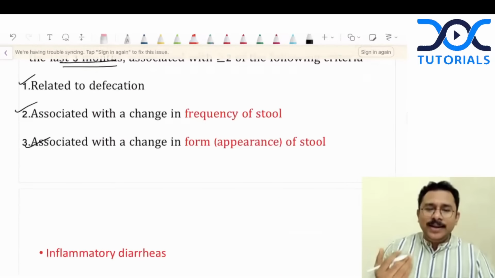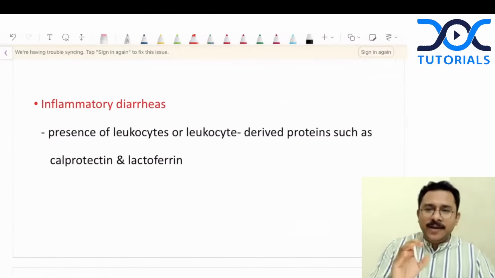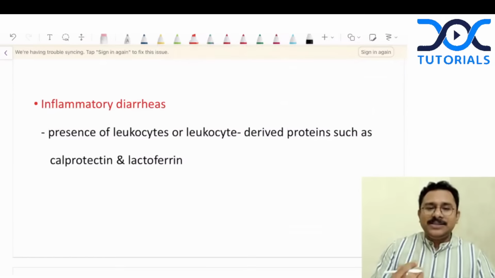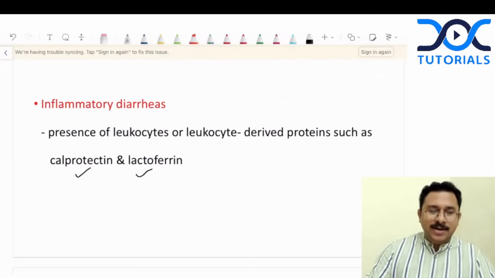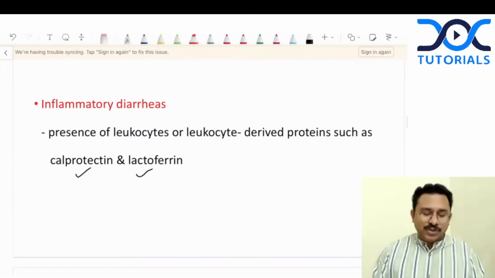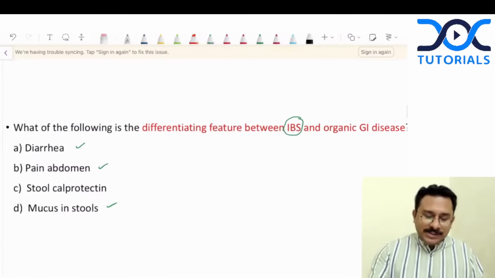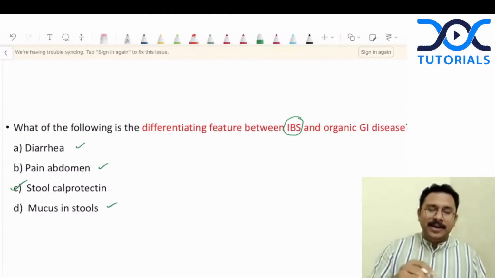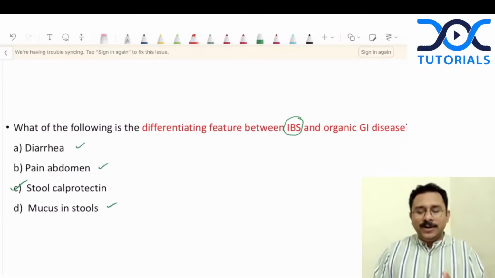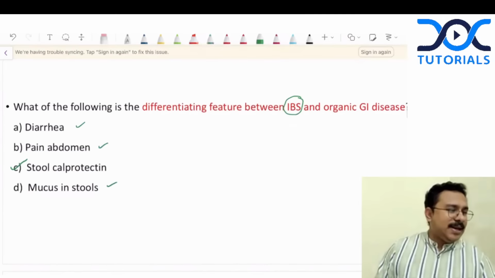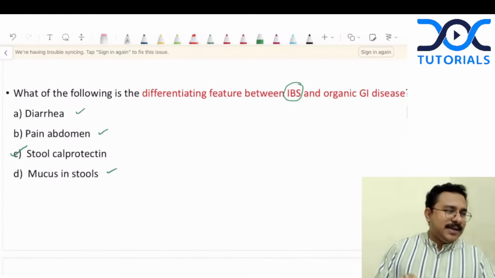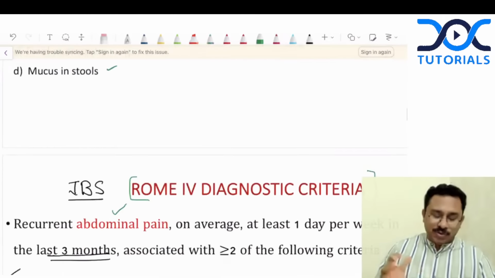So when there is a luminal inflammation, as in case of inflammatory diarrheas that can occur in IBD, what can happen? You can have the presence of leukocytes or certain leukocyte-derived proteins like calprotectin and lactoferrin. This will be there in the stool. Okay, so if you look at this, option C, stool calprotectin, will be there in case of organic disease, which is inflammatory bowel disease, but not in case of which one? Not in case of the irritable bowel syndrome. Okay, right. So that is clear. Answer is option C. So I hope it is clear, Dr. Ahana, Sean, and Anuj.